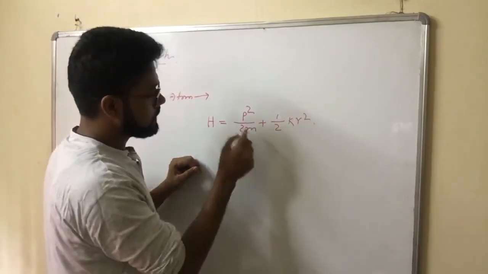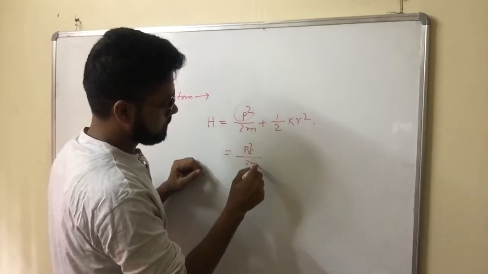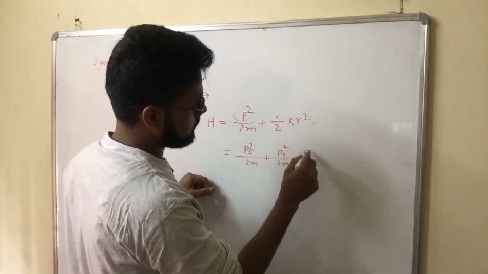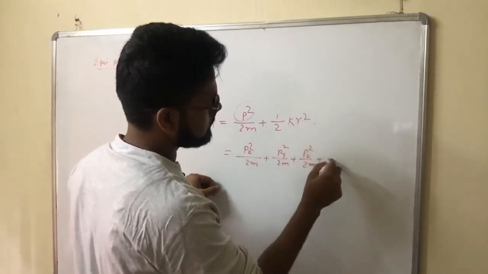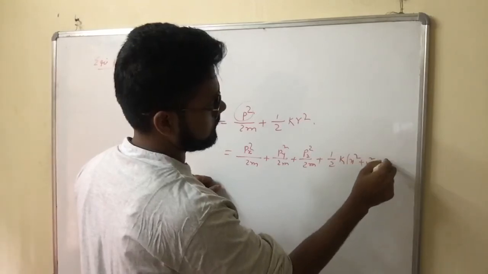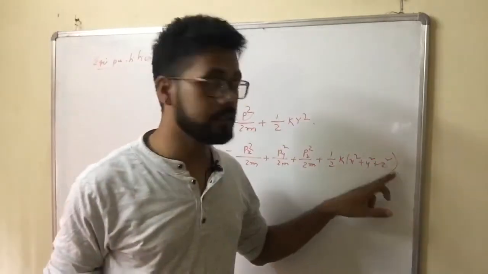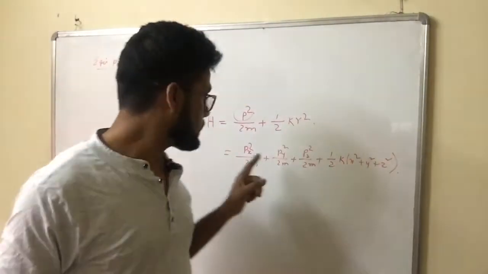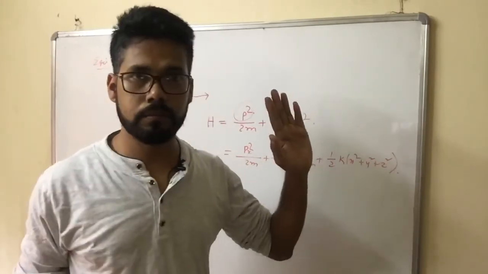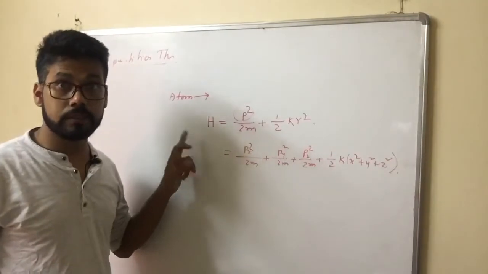This means it is three-dimensional: px square by twice m, py square by twice m plus pz square by twice m, plus half k times x square plus y square plus z square. So how many harmonic terms are here? 1, 2, 3, 4, 5, 6. And the degrees of freedom will be 1, 2, 3, 4, 5, 6. 6 degrees of freedom. This is for a single atom.